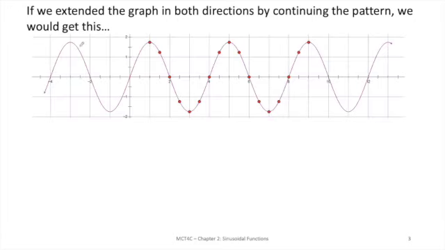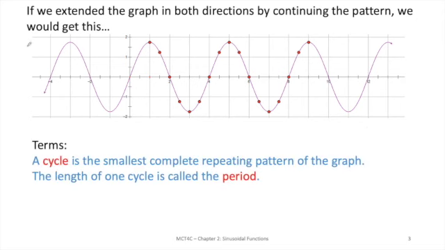If we extended the graph in both directions by continuing the pattern, we would get this. It would continue on and on. So we're going to look at some terms. Our first one is a cycle, which is the smallest complete repeating pattern of a graph. The length of one cycle is called the period. You're going to be asked a lot about the period. You're going to find the smallest complete repeating pattern. It can't over-repeat, it has to be exactly one repetition.